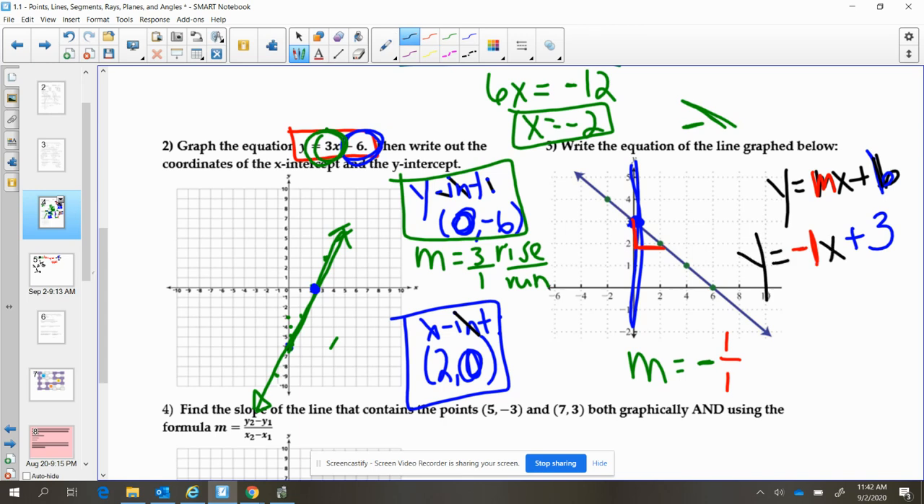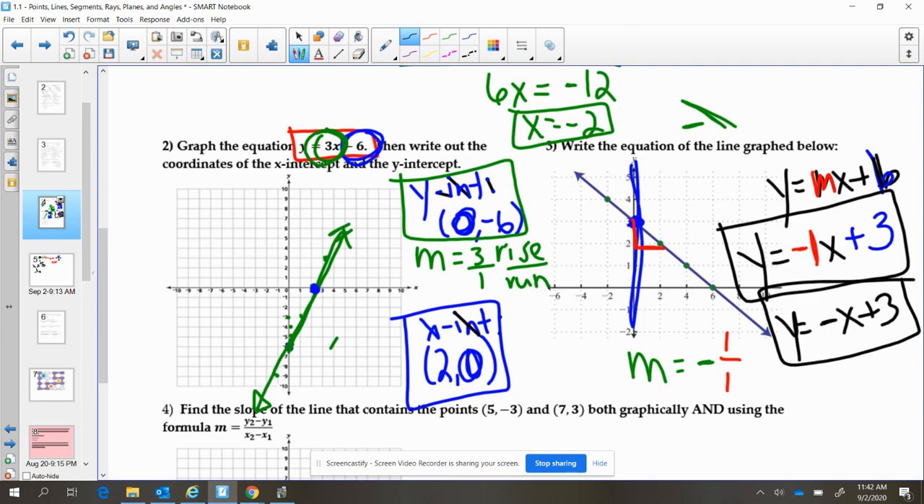Okay, so here's our equation of that line. Now, you might also be noticing, okay, well, -1, we don't have to write that in front. You could just write this as -x + 3. Either way, both of these are acceptable, correct answers.